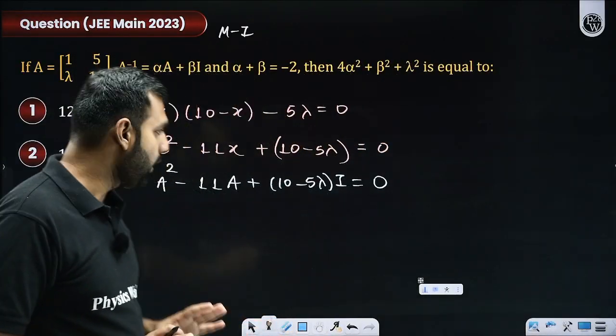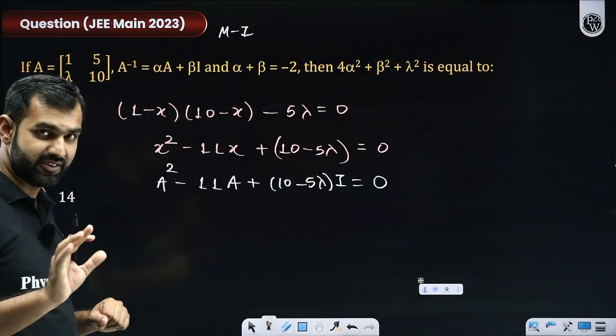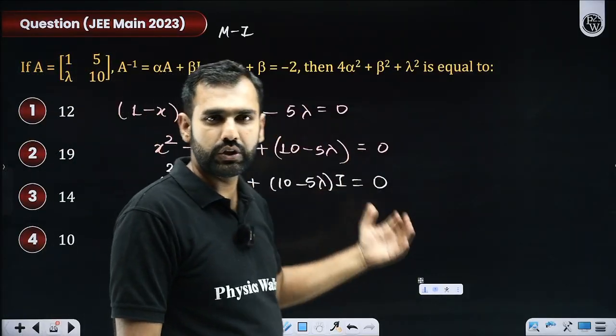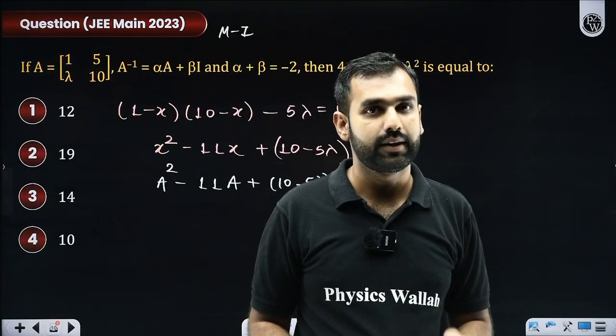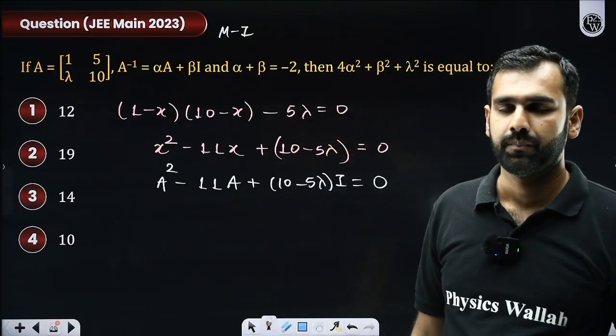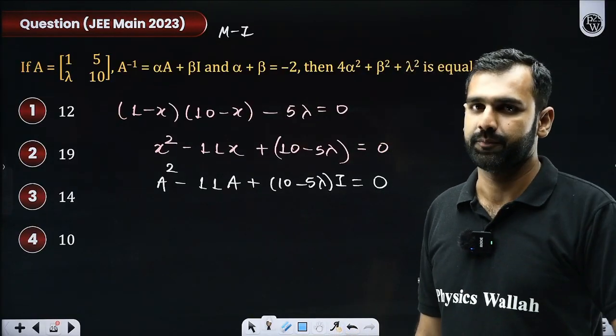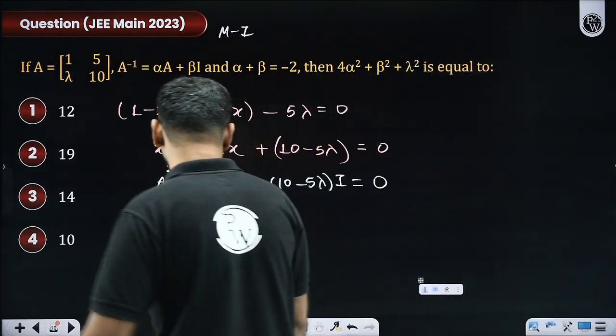Everybody understood that? There is a third method as well, which I have just told you, that you can simply find its inverse, compare it with this equation and find alpha, beta and lambda. That is also a doable approach here. But apart from that, I am trying to tell you two other methods. Everybody listening and understanding that, all the participants?